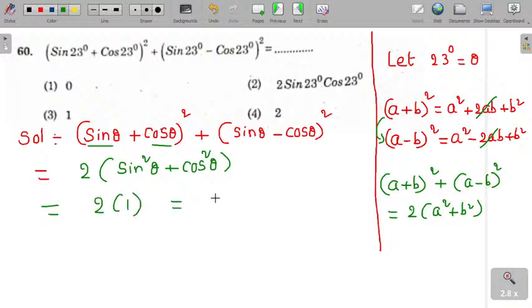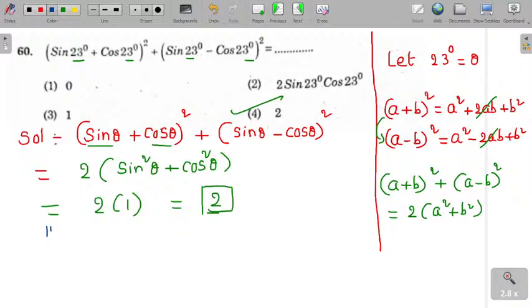Answer is 2. So irrespective of angle, whatever it may be, 23, 23, the answer is 2 itself only. Fourth option is the right option. It is independent of theta. My dear students, remember, (sin theta + cos theta) whole square + (sin theta - cos theta) whole square is independent of theta. As it is independent of theta, theta can be any angle also we can take. That is the second method.